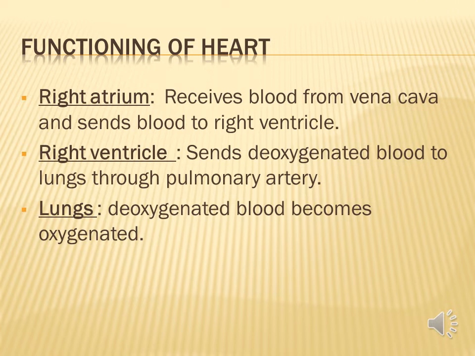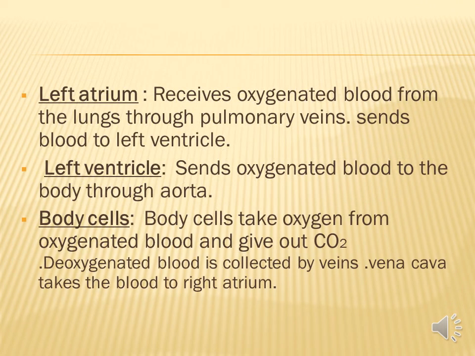Next one is lungs. In the lungs, deoxygenated blood becomes oxygenated. That means carbon dioxide rich blood becomes oxygen rich blood. Next is left atrium. So this left atrium receives oxygenated blood from the lungs through pulmonary veins and then sends blood to the left ventricle. After that, left ventricle sends oxygenated blood to the body through aorta.